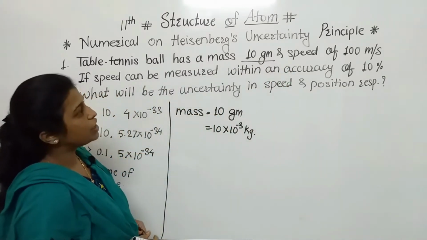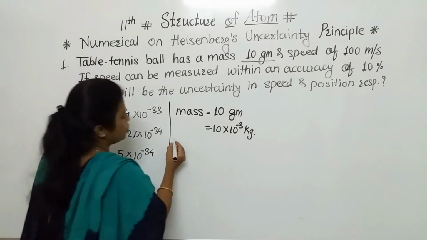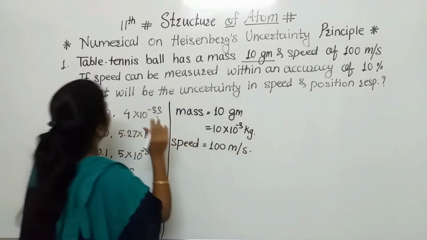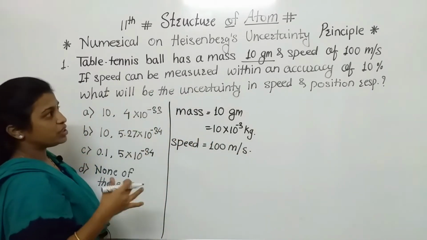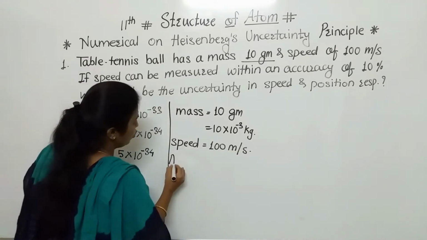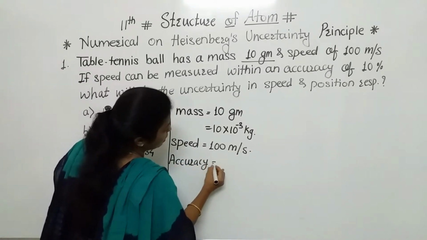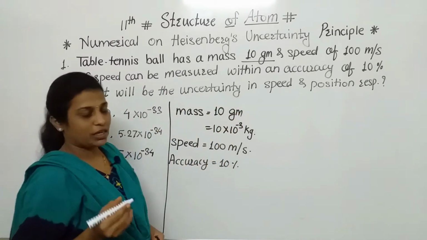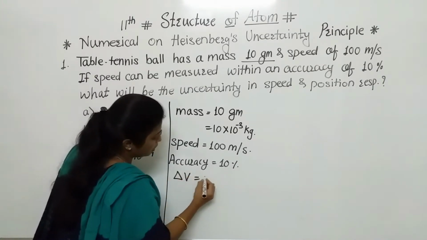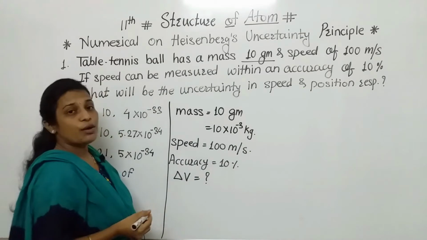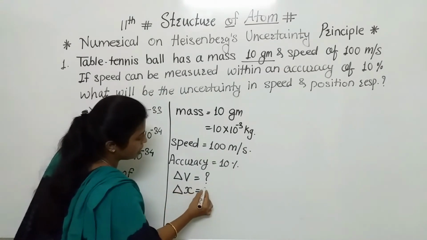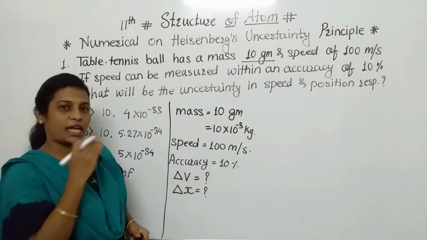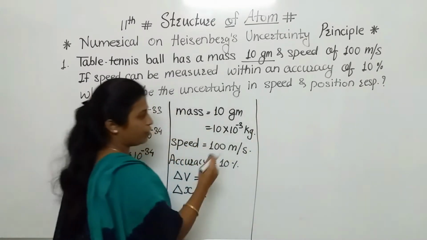After that they are given speed of 100 meter per second. So speed is given, speed is 100 meter per second. If speed can be measured within an accuracy of, accuracy is also given. So what is the accuracy? Accuracy is 10%. What will be the uncertainty in speed? Uncertainty in speed means we have to find out delta V, and uncertainty in the position means we have to find out delta X also. Clear to everyone? In such a way, every time we have to write the given data, and after that we can use the formula and calculate it.